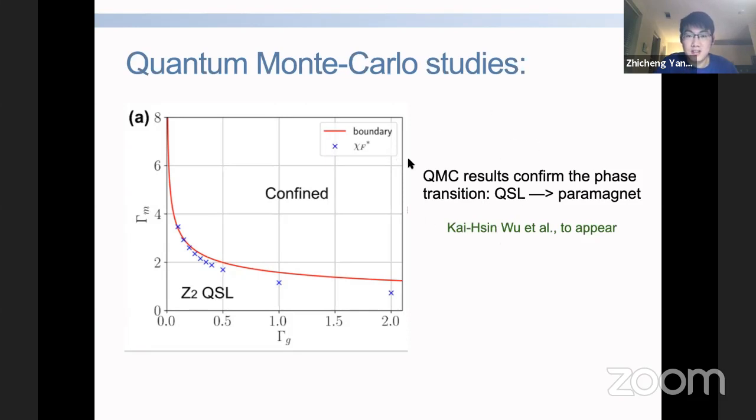From quantum Monte Carlo results, you can actually see that there is indeed a phase transition from the Z2 quantum spin liquid to a confined phase. Once you fix, here gamma G is basically the gamma tilde, a transverse field on the gauge spins. So if you take a horizontal cut, you have a phase transition similar to that in the Z2 gauge theory. So this is something, hopefully it will appear soon. Some numerical study.